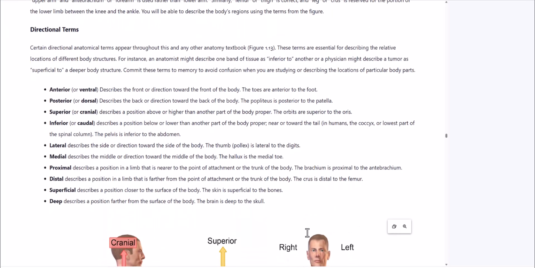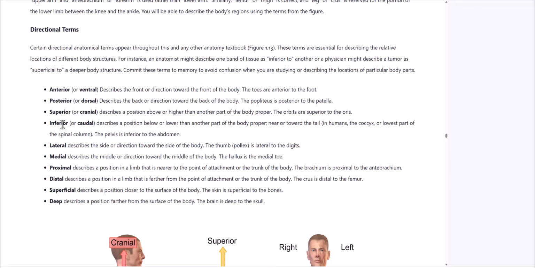When we are describing these regional terms, and when we're looking at even a heart or a brain or a kidney, we're going to use a number of directional terms. Anterior and posterior can be interchanged with ventral and dorsal. Anterior toward the front, posterior toward the back. Superior and inferior. Superior toward the top, inferior toward the bottom.